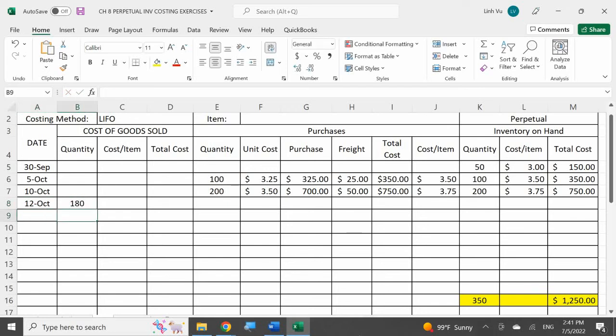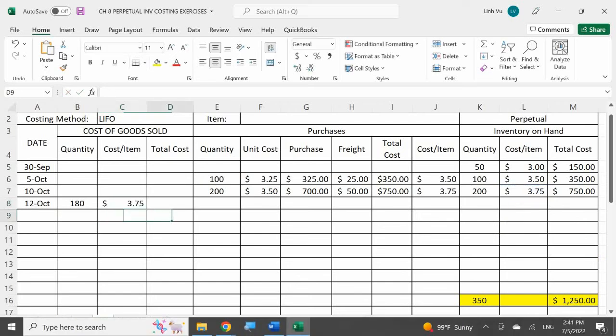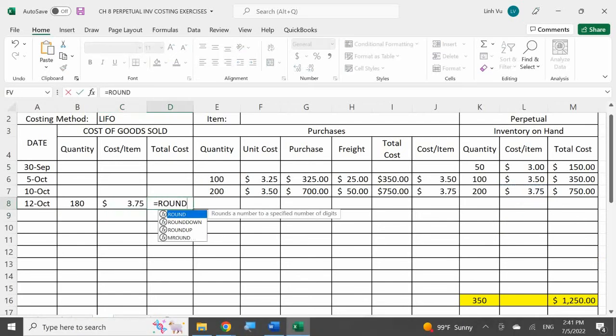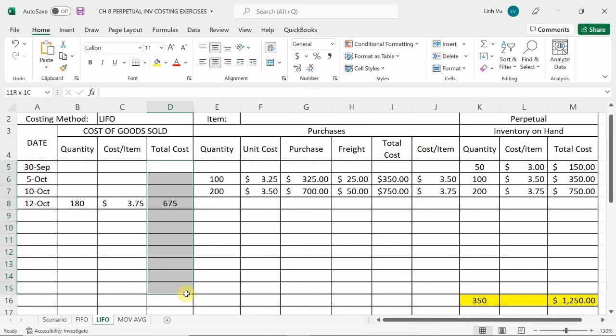Using the rules of LIFO, which batch are we going to dip into first? The bottom one at $3.75, the 200 units. In this case, I only need to take 180. So how much is my grand total cost of goods sold going to be for that 180 at $3.75? $675. In this case, I need to update my inventory.